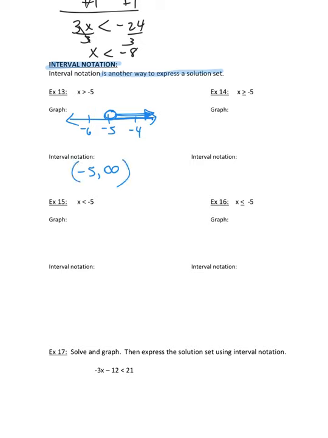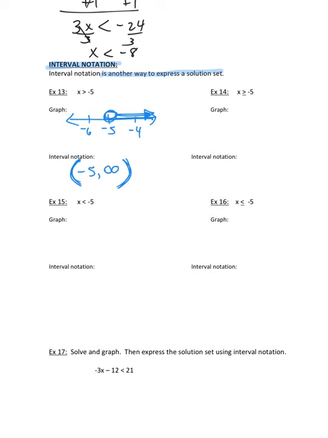And I put parentheses around them. Parentheses show that you're not including that value. So we're not including negative 5 because it has an open circle, so we put parentheses around it. And we're not including infinity because infinity is not an actual number. Infinity is a concept. You can't actually ever include infinity.